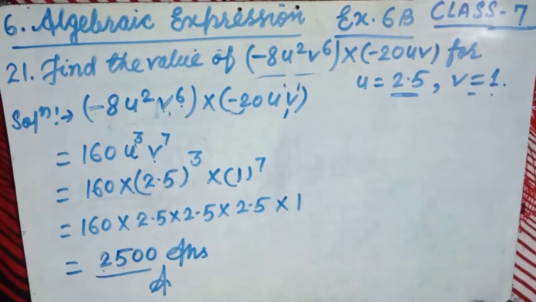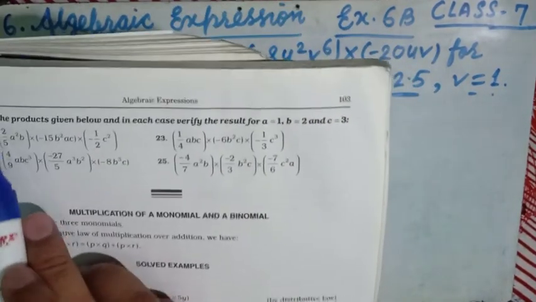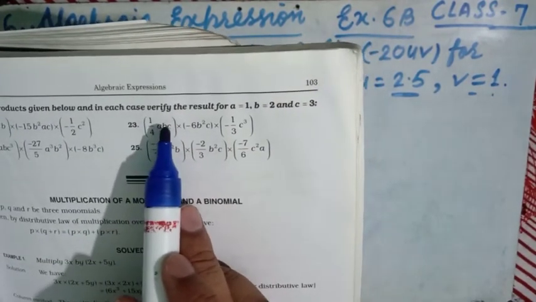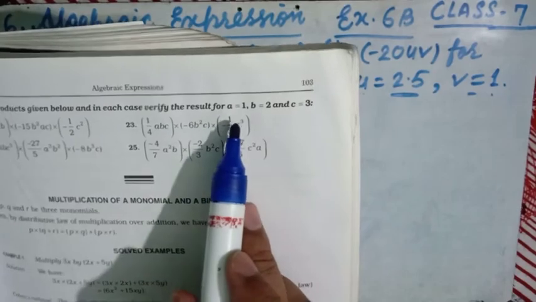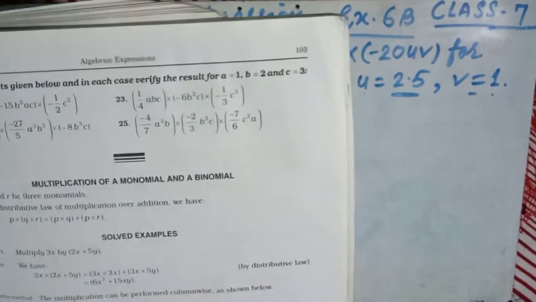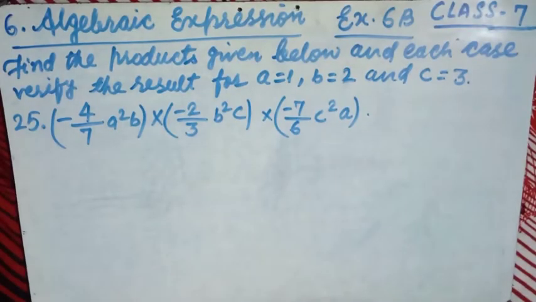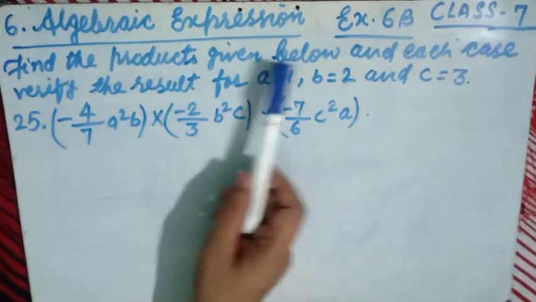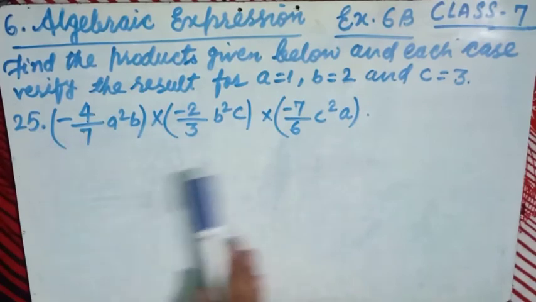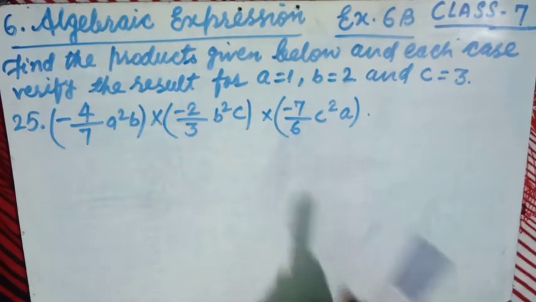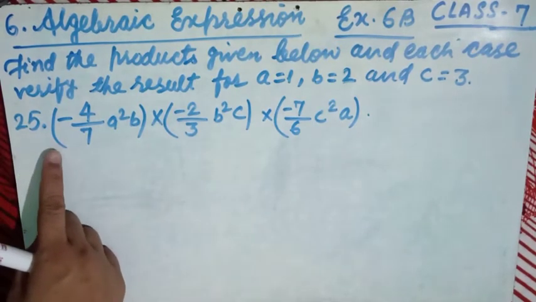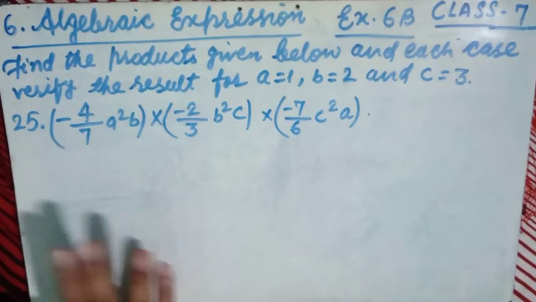Now the next question, friends, see question number 22. It says find the products given below, and in each case verify the result for a is equal to 1, b is equal to 2 and c is equal to 3. Let us see this one. The question says first find the products given below. There are 4 sub-questions, and we have taken the first one. First find the products, this is the first statement.